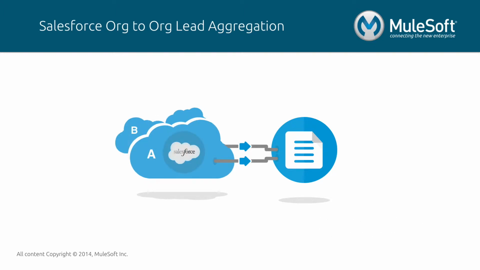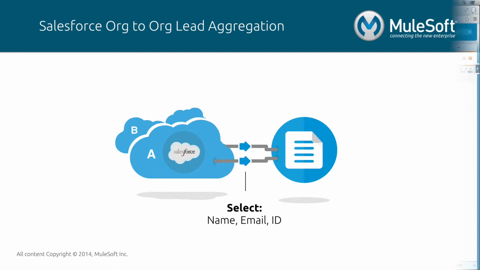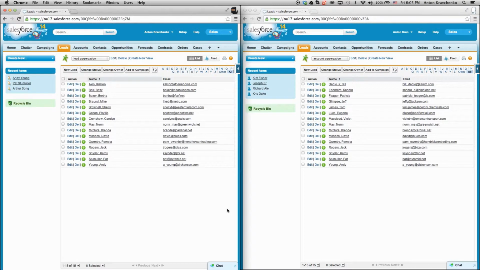In this video, I'll show you an example of a company that utilizes this template to aggregate data from 2 different Salesforce instances and to email a CSV report of that data as an attachment. We will extract only data we care about. In this example, it would be name, email, and ID. Right now, let's see how it works inside of Salesforce.